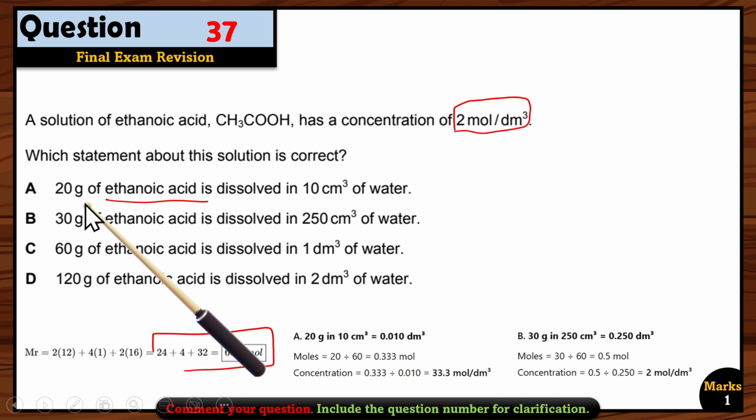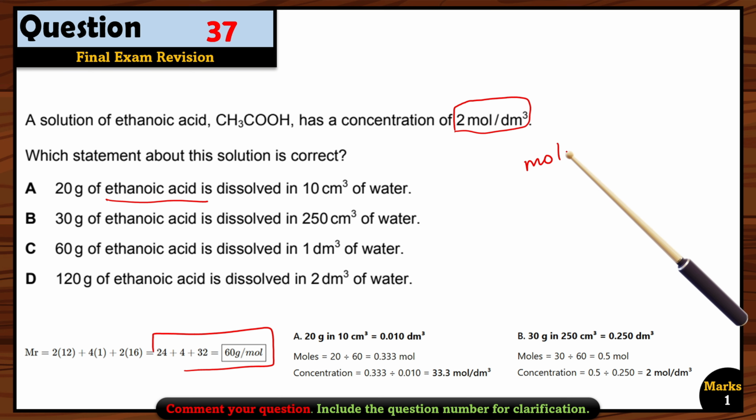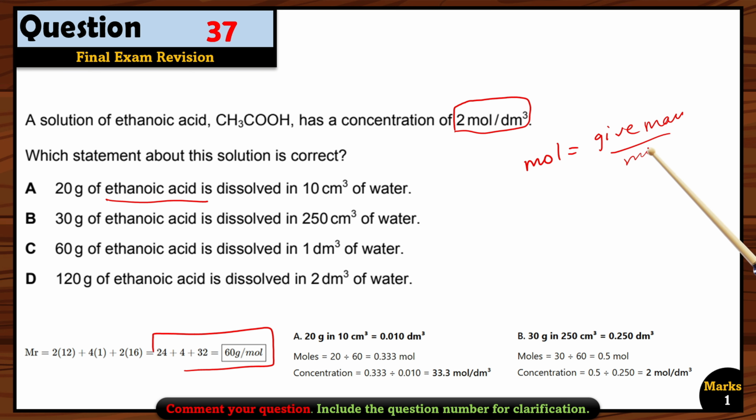20 gram of ethanoic acid when dissolved. So you have to just use the formula: moles is equal to given mass divided by molar mass, right? The given mass is already 20 gram. 20 divided by 60, what will be your answer? 0.33 mole, right? So it is 0.33 moles.